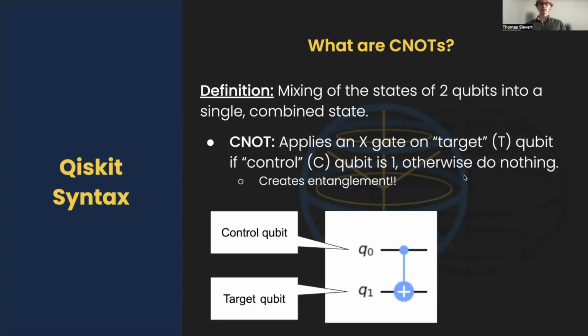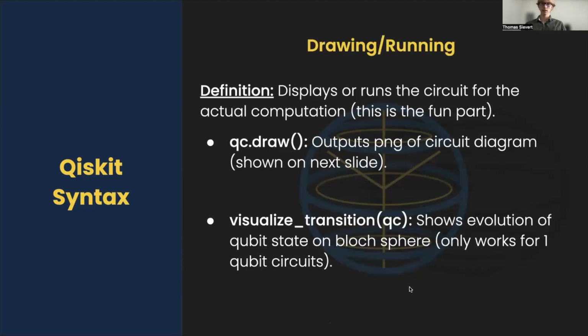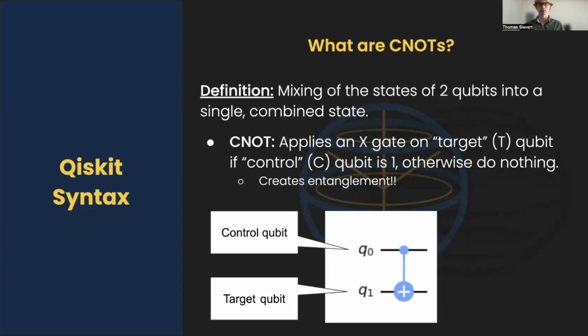But the better way to think about a C naught is it's sort of like an if statement in regular programming. So the control qubit, which is the qubit that has this little dot on it, if the control qubit is a 0, then we do nothing to the target qubit, which is the qubit that has the plus. So if we measure the control qubit and it's a 0, then we do nothing to the target qubit. If we measure the control qubit and it's a 1, then that means we apply an X gate on the target qubit. And so because the state of qubit 1 is tied to the state of qubit 0, and vice versa, we have now entangled these 2 qubits. That's sort of the classic definition of entanglement.